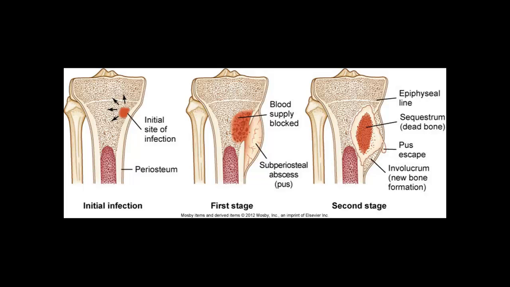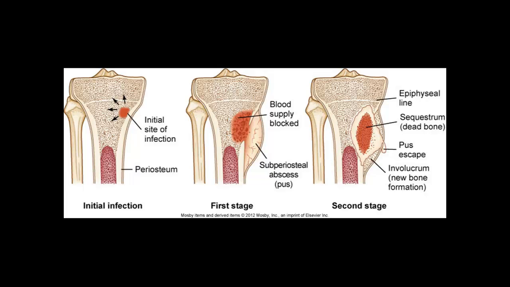So here on the left-hand side we have an initial site of infection. Again, this patient fell down and the piece of metal struck the bone and brought bacteria from outside the body. We start to get a subperiosteal abscess forming. Pus is starting to form in there. The blood supply starts to become blocked. And then we start to see the actual infection occurring in the bone.